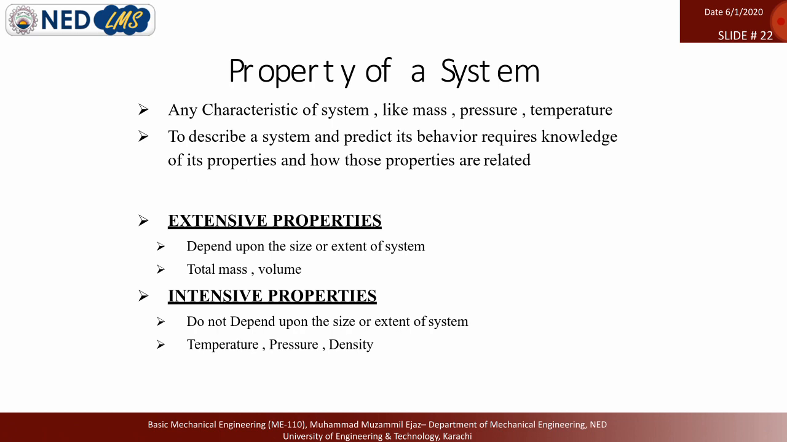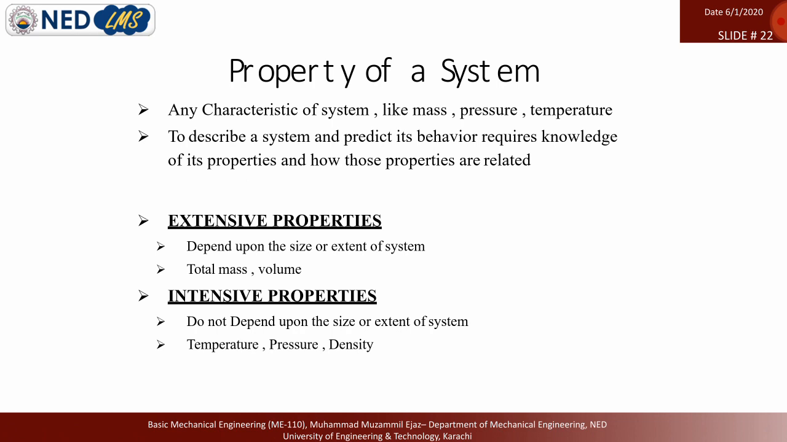Now come towards the properties of a system. Thermodynamic systems are defined by the properties. Basically, there are two types of properties: intensive properties and extensive properties. Any characteristics of a system like mass, pressure, temperature, to describe a system and predict its behavior, requires knowledge of its properties and how those properties are related.